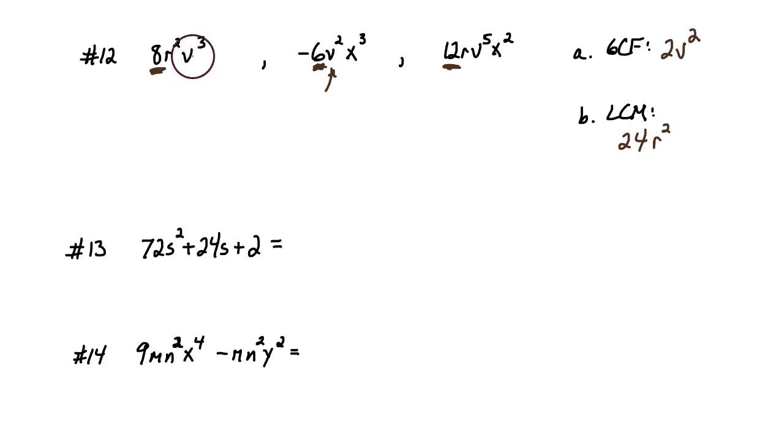Okay, now the letter v. From the first one, we need v cubed. That's enough to take this one into account. But in the last one, we need v to the 5th. So we actually need v to the 5th in our LCM. Are there any other letters of the alphabet that we need in our LCM? Yes, there is. We need an x. We have to have x cubed in our LCM.